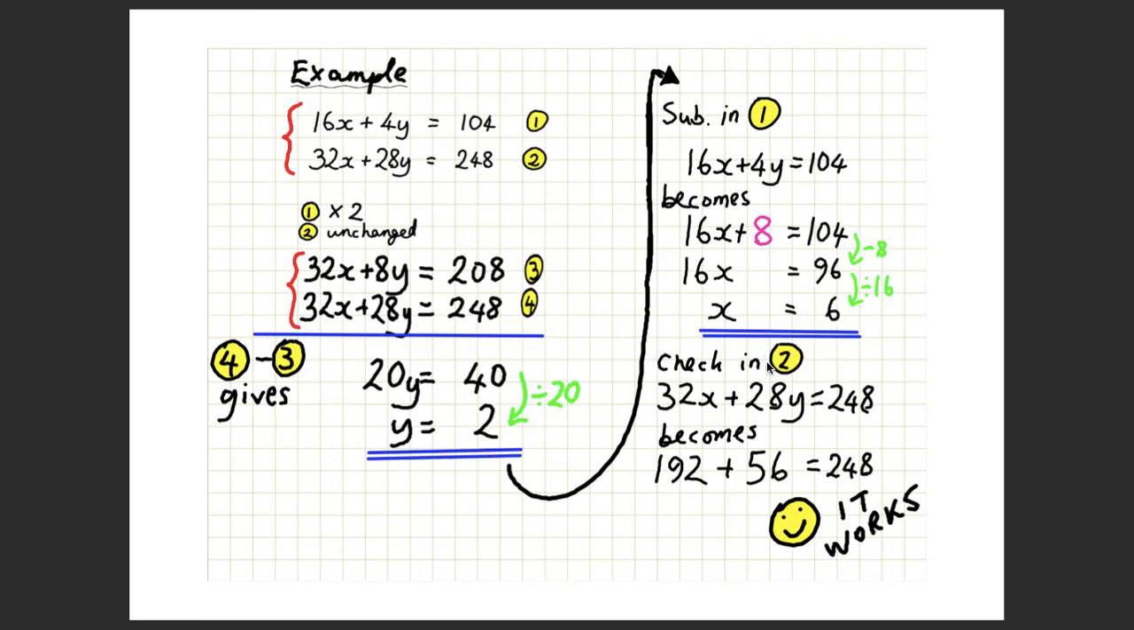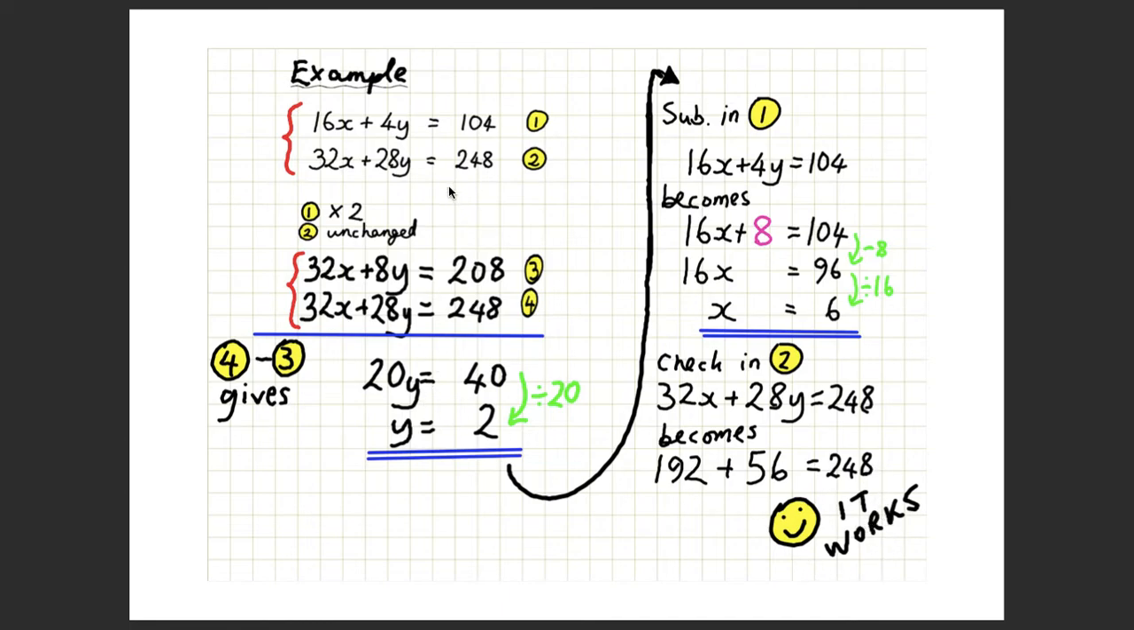And I can just check that in the other equation, equation 2. 32x plus 28y equals 248 becomes, well, 32 times 6 is 192, plus 28 times 2 is 56, so it becomes 192 plus 56 equals 248, which is correct, so we know that it works.